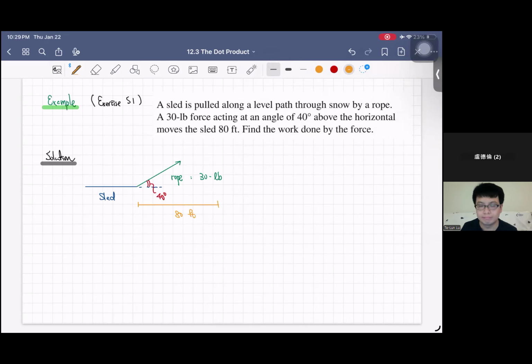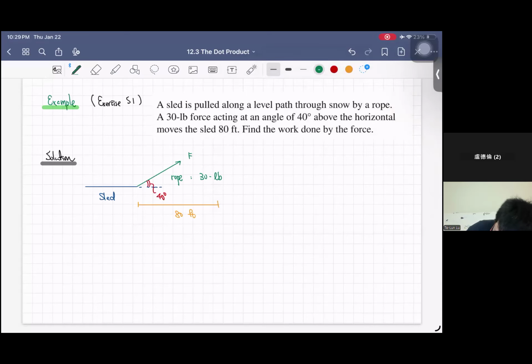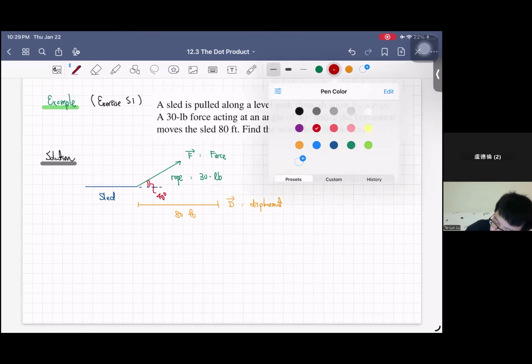Okay. So let me write down this. This is F, the force, and this is called D, the displacement. And this is called force. Okay.